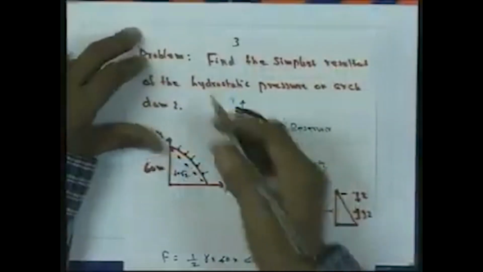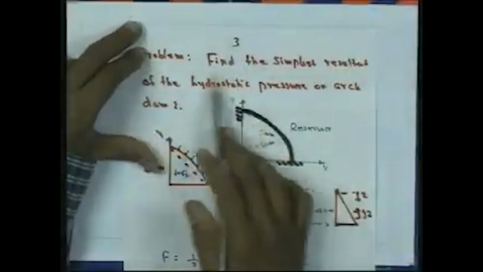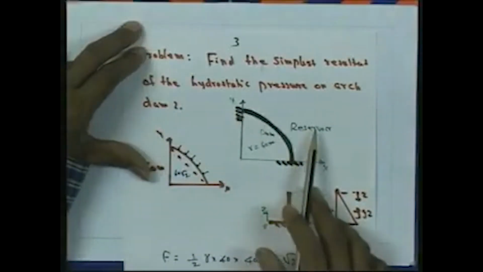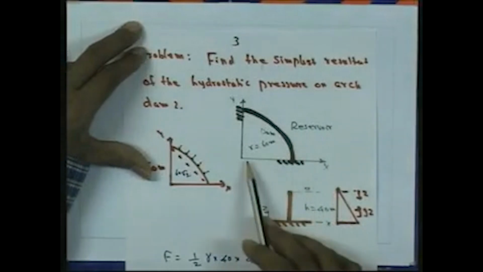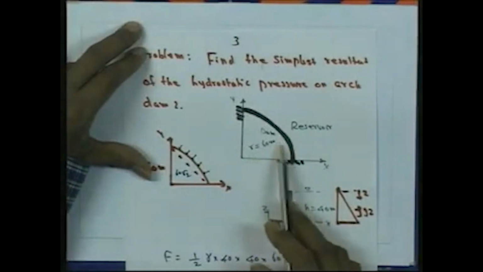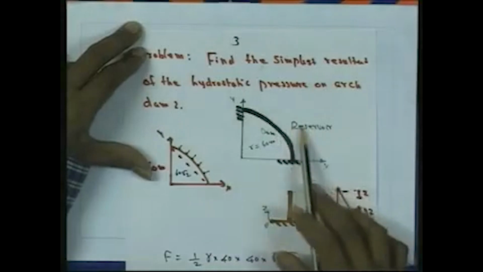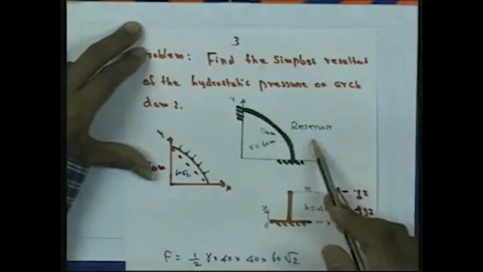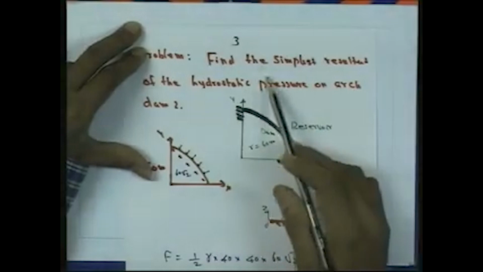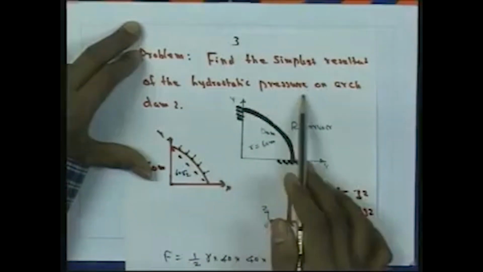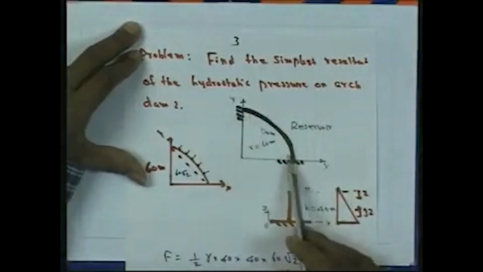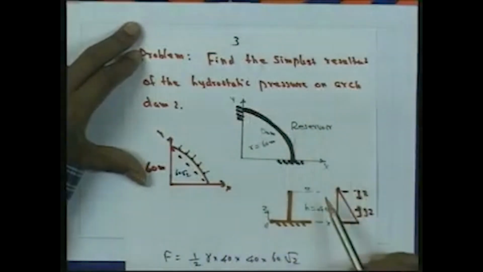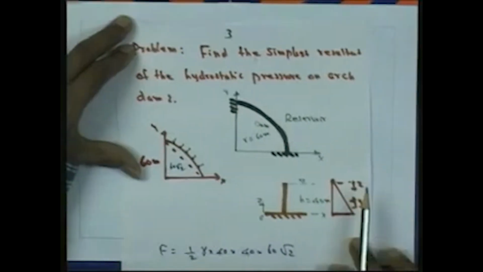Okay, next problem which we will be considering is an arch dam, and we want to determine the simplest resultant of the hydrostatic force. So here in this figure, there is an arch dam, and here there is a reservoir. The radius of this arch dam is 60 meter, the height of water level is 40 meter, and we want to find the simplest resultant of the hydrostatic pressure on the arch dam. So here is the dam, and here is the reservoir, and the depth of water is 40 meter.